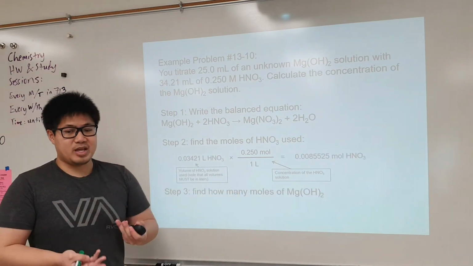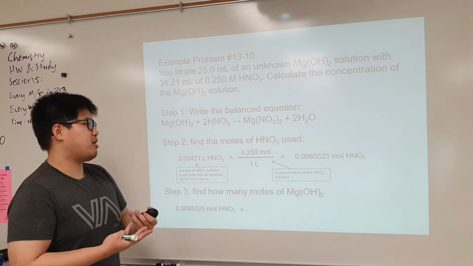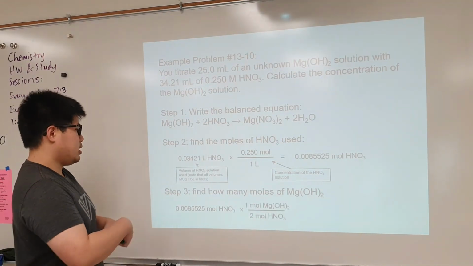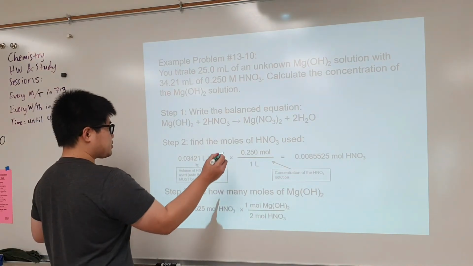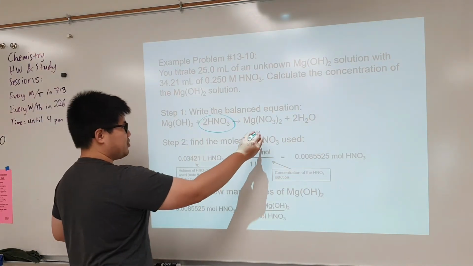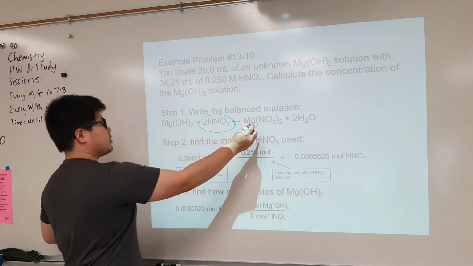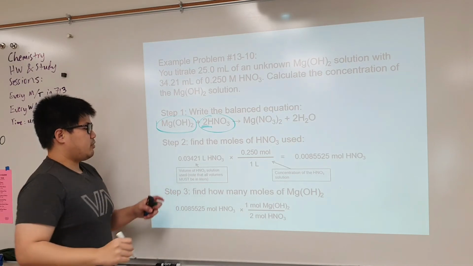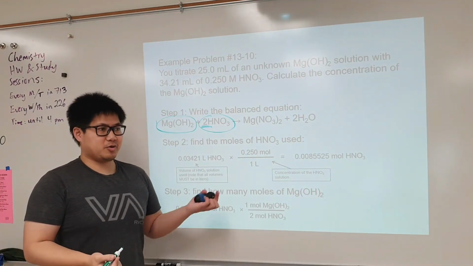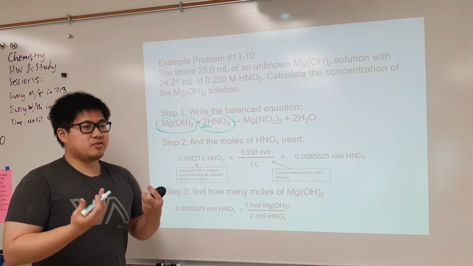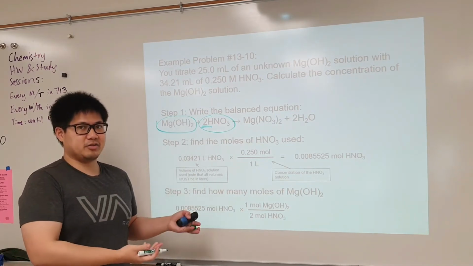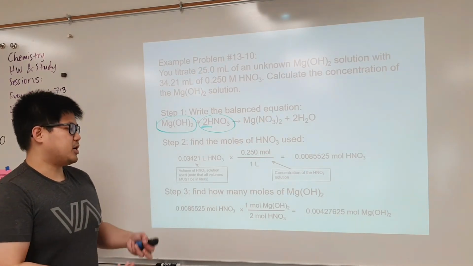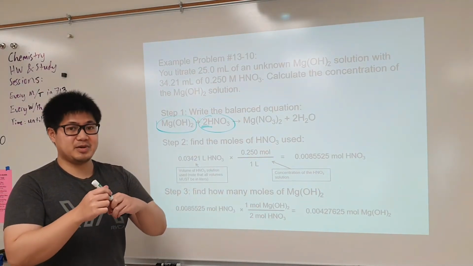All right, now that we have moles, we're going to look back at our balanced equation and realize that for every 2 moles, we would have 1 mole. There it is, 1 mole. So 2, 2, 1. That's important because you need to know the balanced equation in order to get this right. So now that you've converted from HNO3 to magnesium hydroxide, you're ready to move on. Keep note that you now have this many moles of magnesium hydroxide.